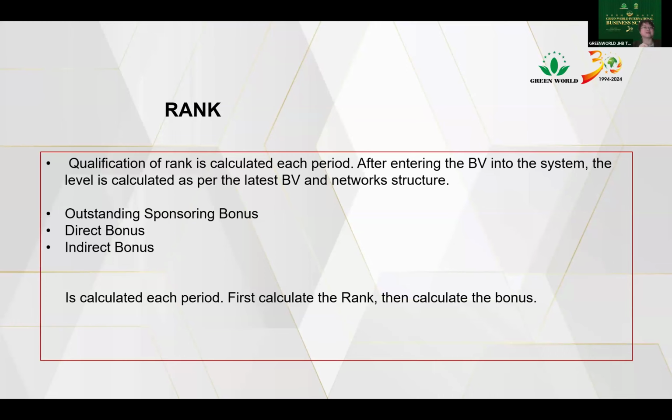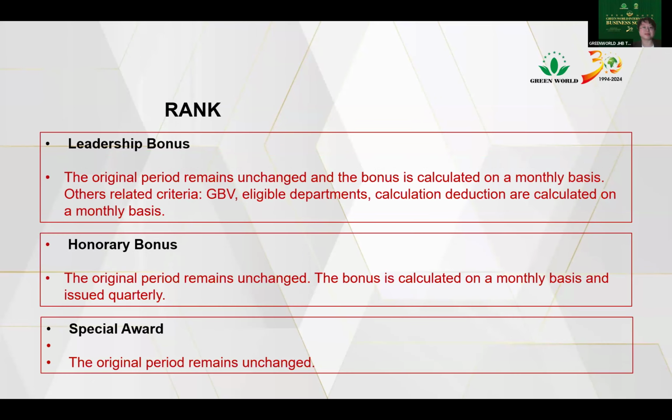That is to say twice in a month: the first 2 weeks and then the third and the fourth weeks. So every fortnight, we calculate your three bonuses. But the other bonuses are always calculated and processed on a monthly basis: the leadership bonus, honorary bonus, and special award. For those bonuses, we don't change the processing period. The original period remains unchanged, and the bonus is calculated on a monthly basis.